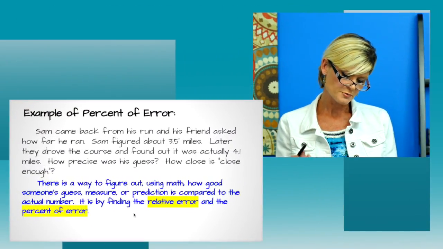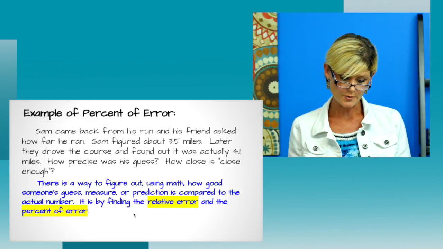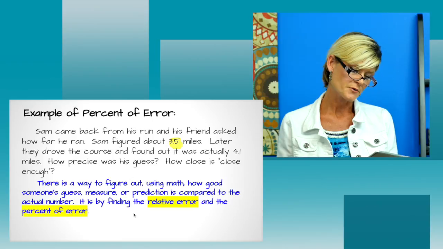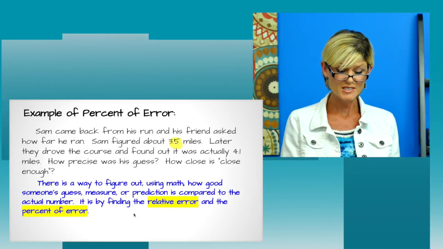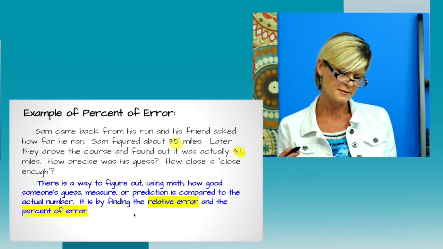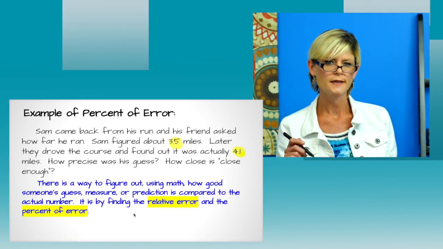Let's jump right in with an example of percent of error. Let's read this one. Sam came back from his run, and his friend asked him how far he ran. Sam figured about 3.5 miles. Later, they drove the course and found out that it was actually 4.1 miles. How precise was his guess? How close is close enough?